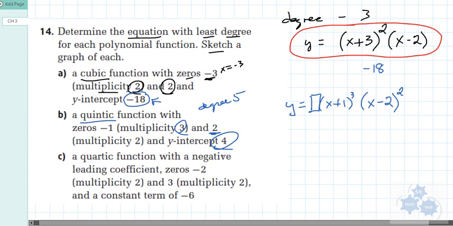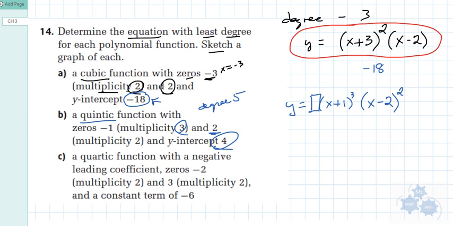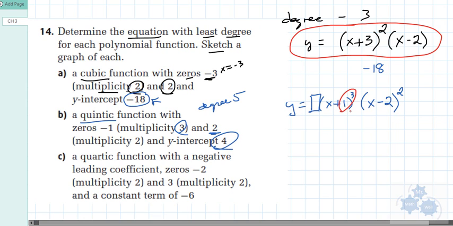Okay, so let's find out about this y-intercept then. 1 cubed is 1. Negative 2 squared is positive 4, so guess what? We don't need anything here. That means that this is our final answer.